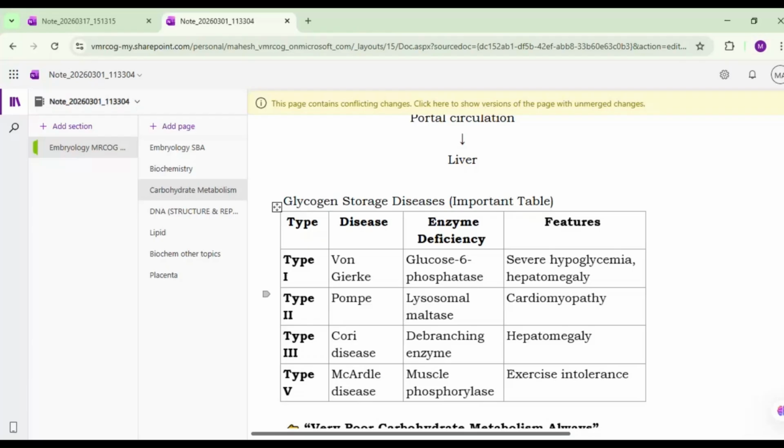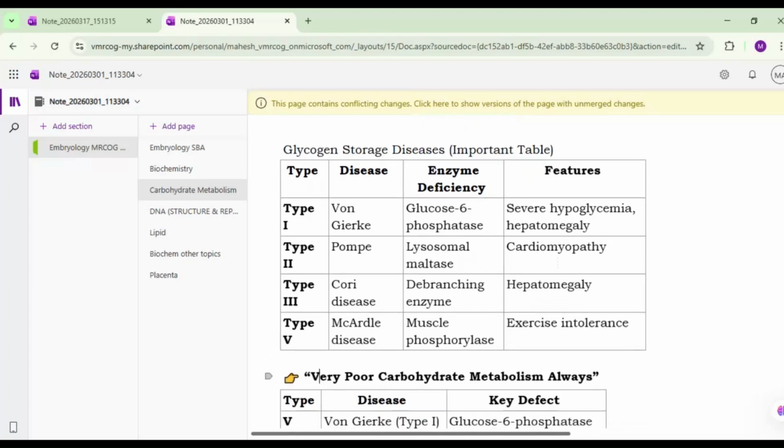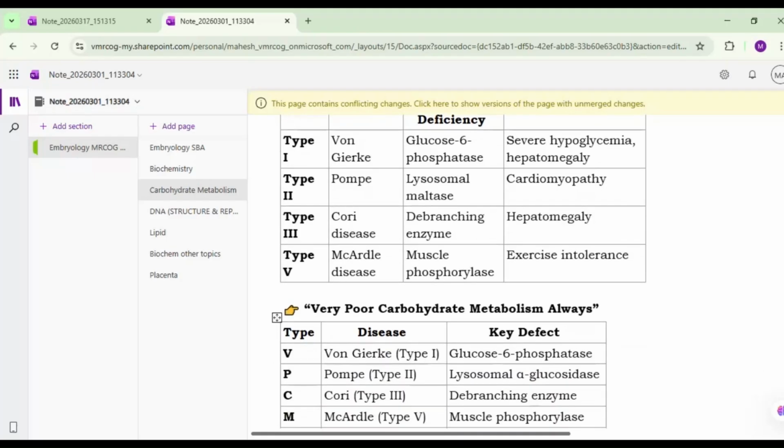Type 4, though I have not included it, is a deficiency of the branching enzyme. So debranching is the third, branching is the fourth. And type 5 is McArdle's disease, a muscle phosphorylase deficiency that leads to exercise intolerance. So 1, 2, 5, even sometimes 3, they can ask. There is a mnemonic: very poor carbohydrate metabolism always.